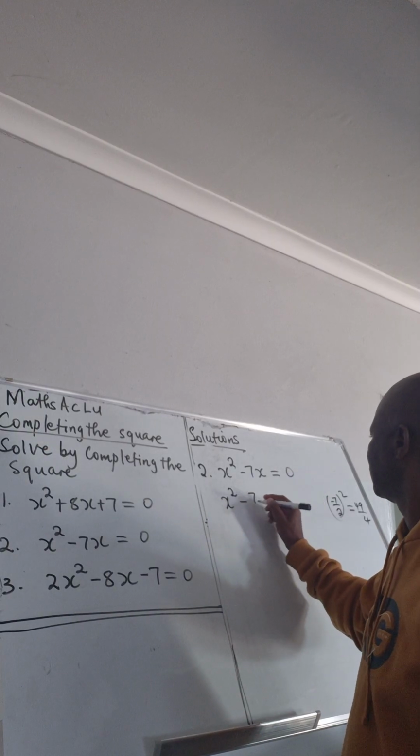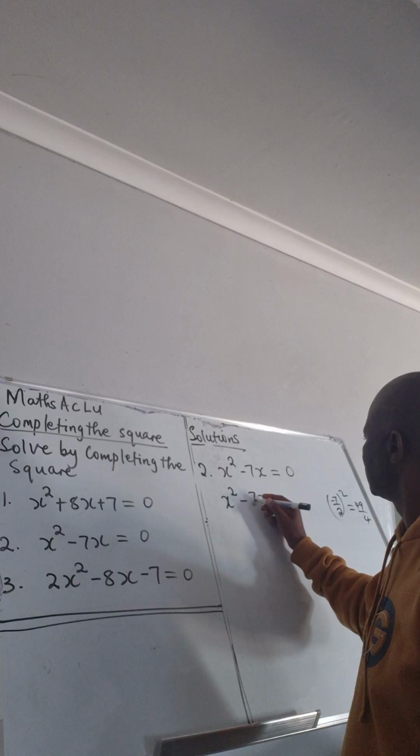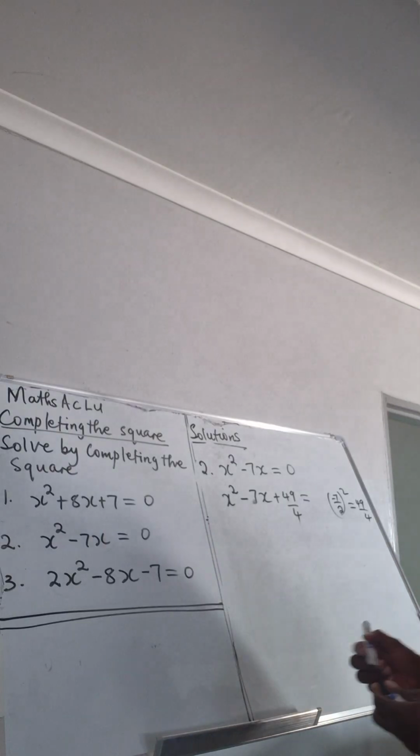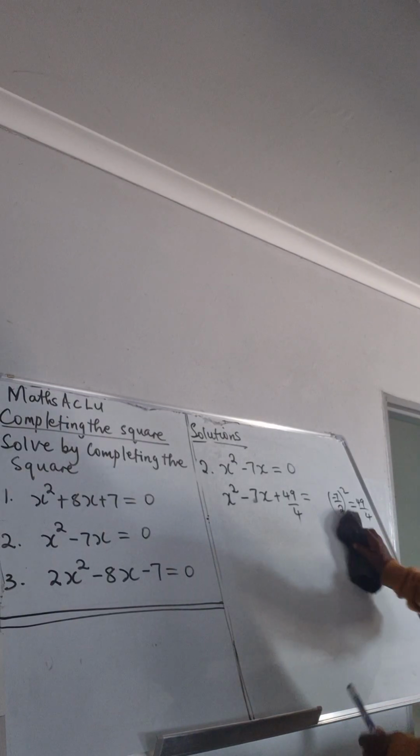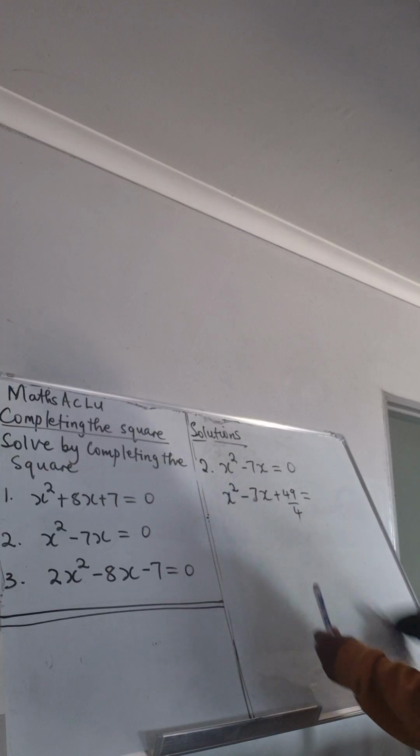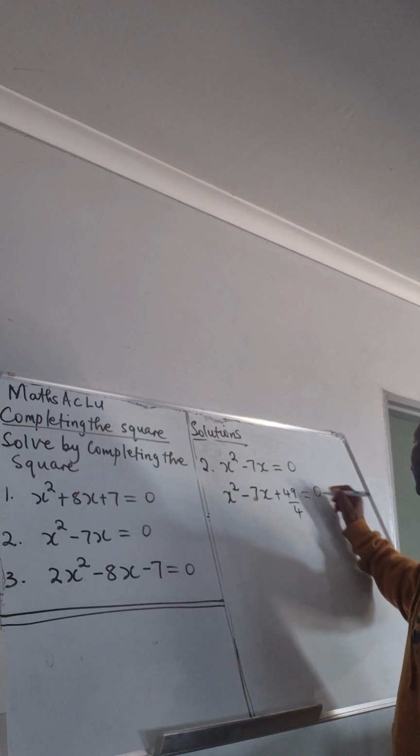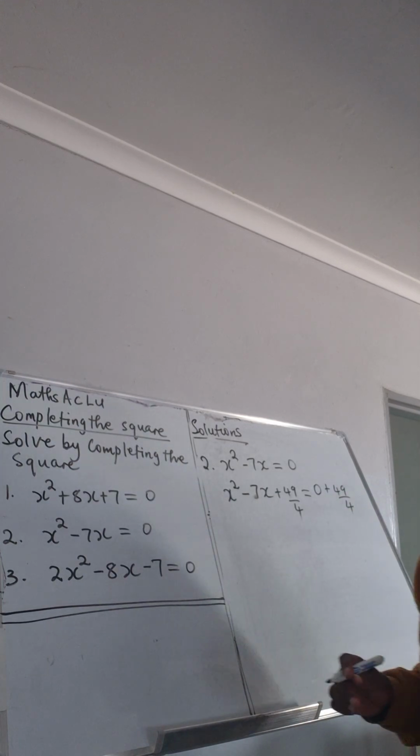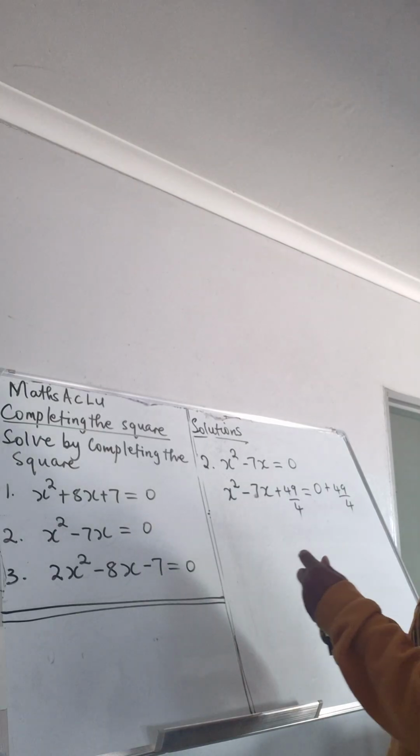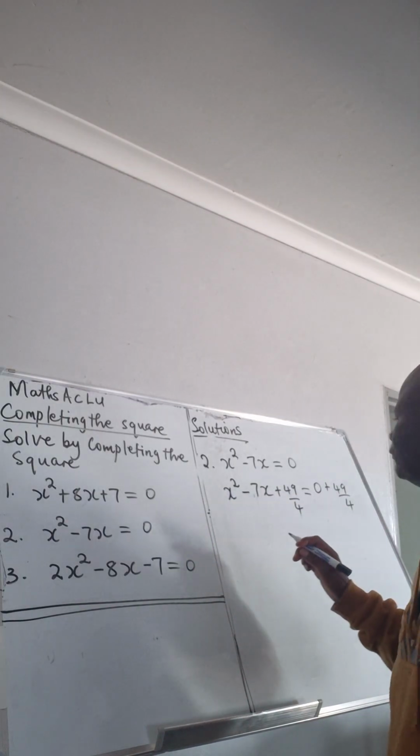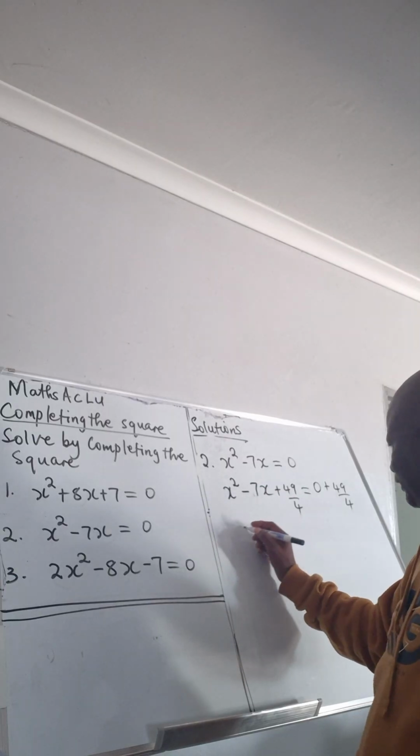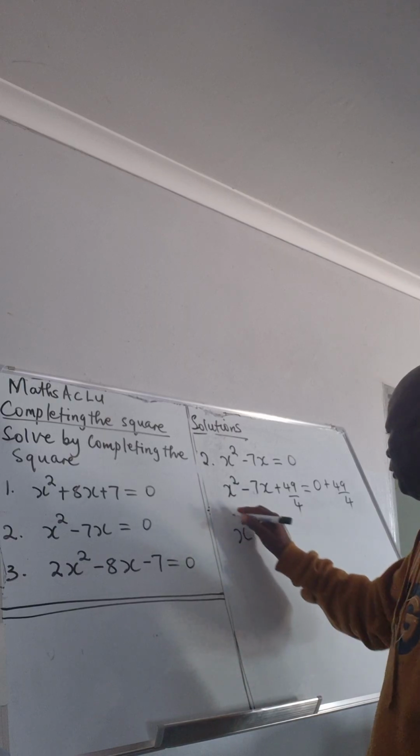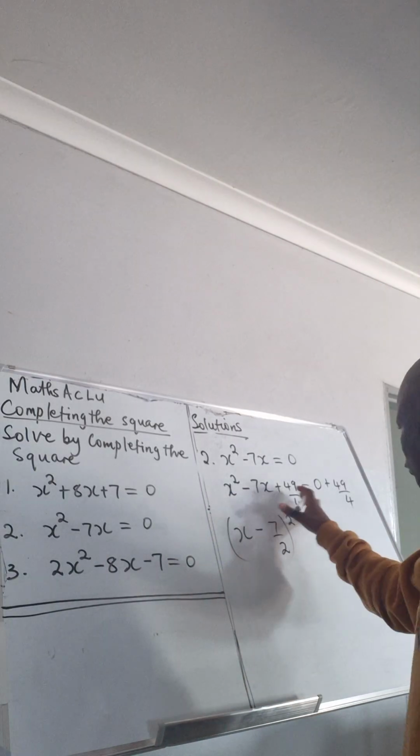So x squared minus 7x plus 49 over 4 must be equal to, we have added 49 over 4 on the left hand side, so we must also add 49 over 4 on the right hand side to make it an equation. If we don't do that, it's no longer an equation, it's an inequality. Now you factorize the left hand side, it's going to be x minus 7 over 2. By now you are familiar with factorization of this type.